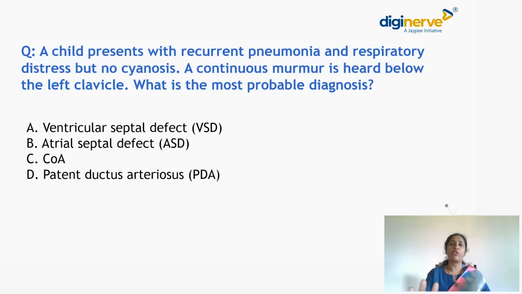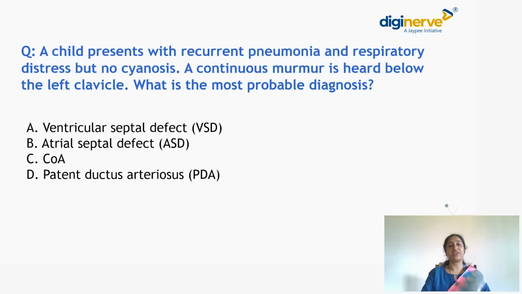So there are 4 acyanotic congenital heart diseases. Which are they? ASD, VSD, PDA, coarctation of aorta. All 4 have been given as options. Now, here is where you have to go further. What have they discussed regarding the murmur? A continuous murmur is heard below the left clavicle. Now, let's discuss the options.